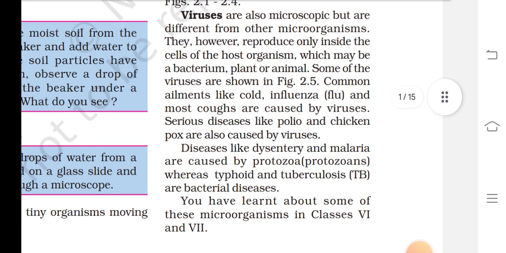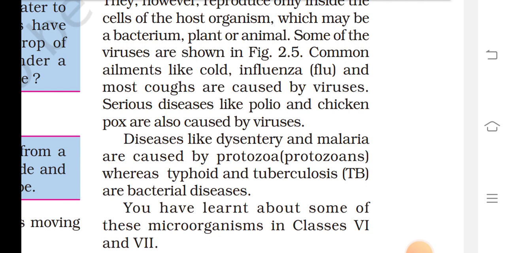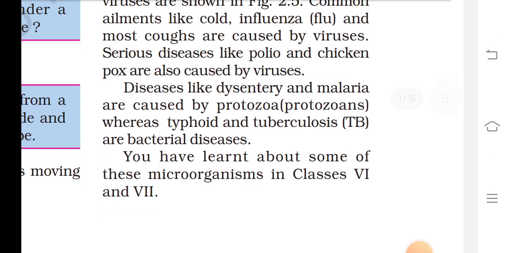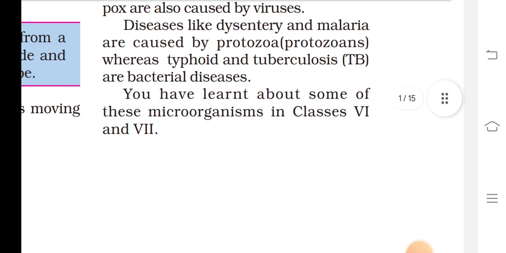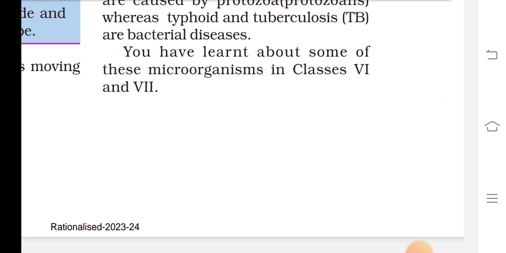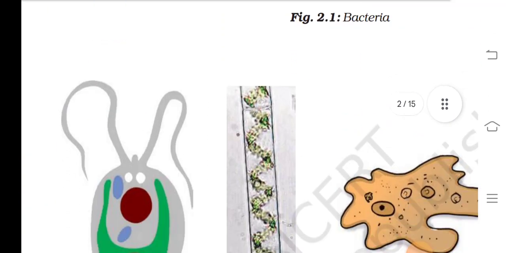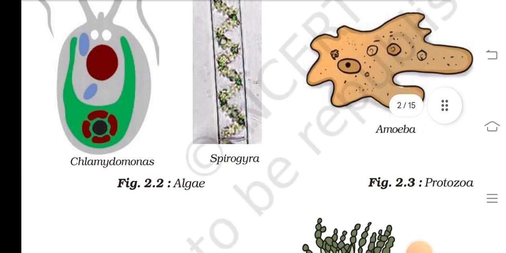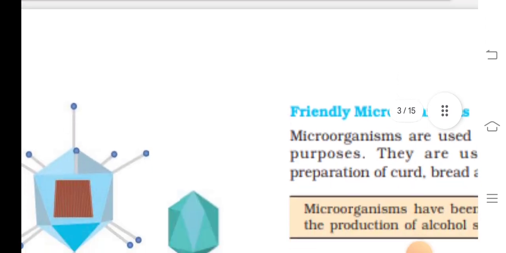Common ailments like cold, influenza, and most coughs are caused by viruses. Serious diseases like polio and chickenpox are also caused by viruses. Diseases like dysentery and malaria are caused by protozoa, whereas typhoid and tuberculosis are bacterial diseases. You have learned about some of these microorganisms in classes 6, 7 and 8. Chlamydomonas, Spirogyra, amoeba, algae, bread mould, Penicillium, Aspergillus.